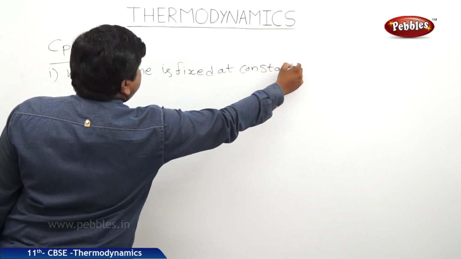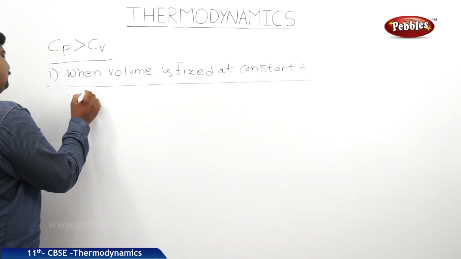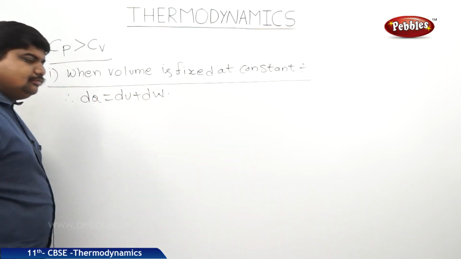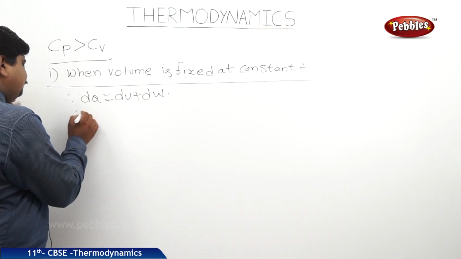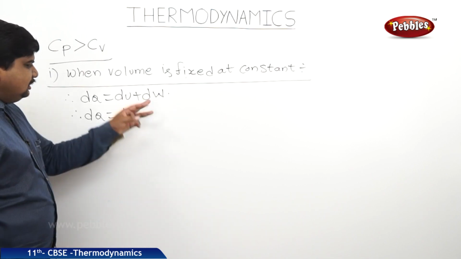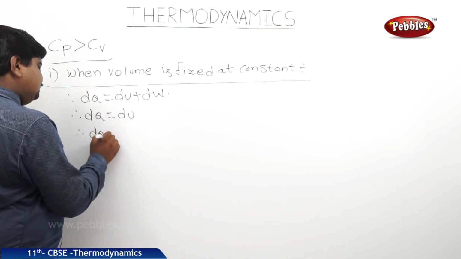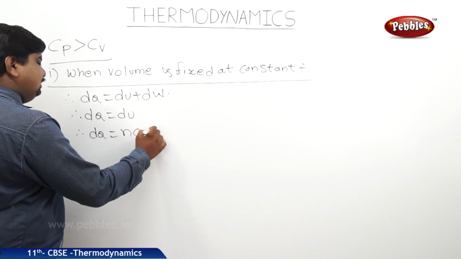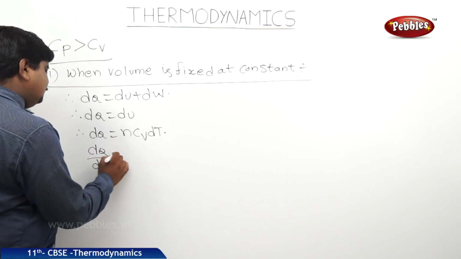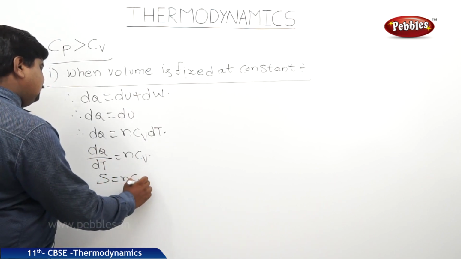This shows that Cp is greater than Cv. At constant volume, we can write the first law of thermodynamics: dq is equal to du plus dw. Because volume is constant, dw will become 0. Therefore dq is equal to du, which you can write as ncv dt, so dq by dt is equal to ncv. This is nothing but specific heat is equal to ncv.